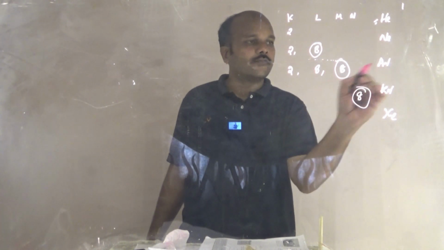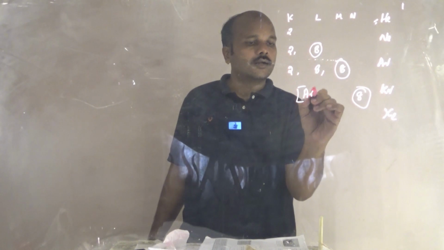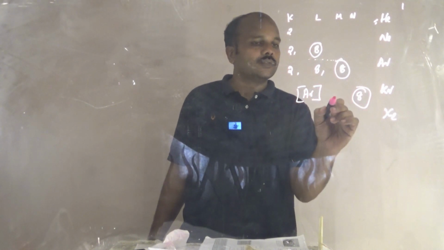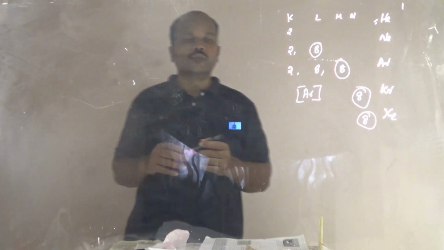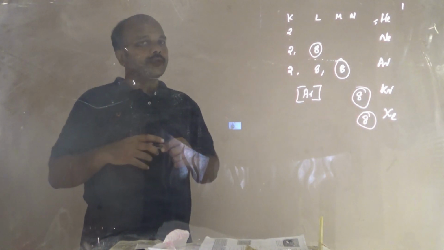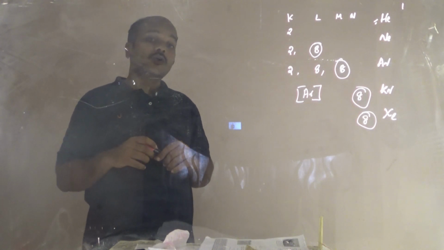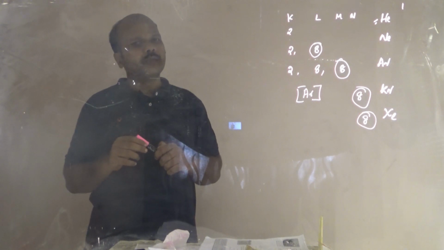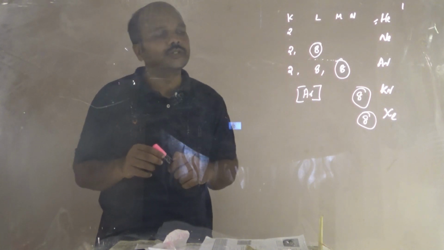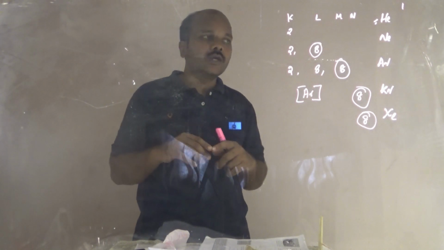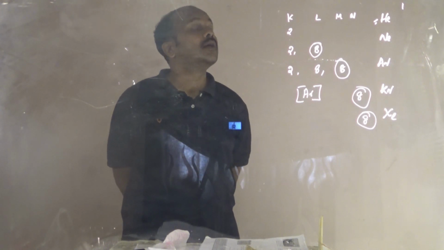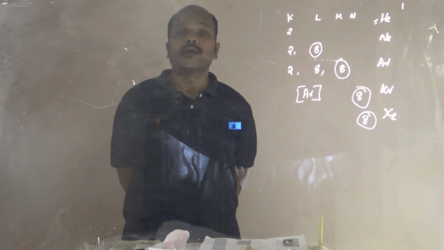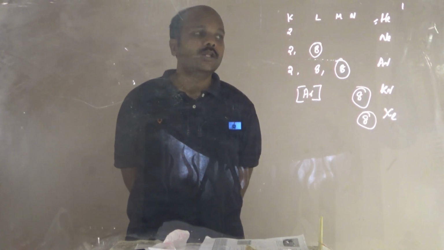So here I can write argon, 8. Here also, for xenon, the outermost shell is filled. So these elements are called zero group elements. Do you know why they are called zero group elements? Because they are highly unreactive. They don't react. That is the reason why we fill neon or argon normally in a fluorescent bulb.